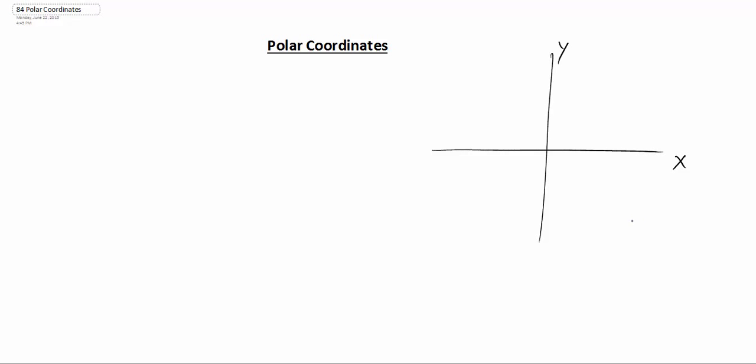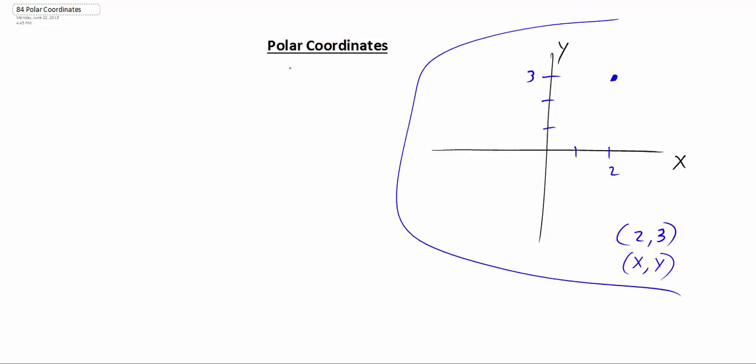So for example, recall if we wanted to plot the point, let's say 2, 3. We know that the 2 is our x value and the 3 is our y value. So we have the ordered pair x comma y. So that would tell us we want to go 2 units in the x direction and then 3 units in the y direction, and we end up with our point here.